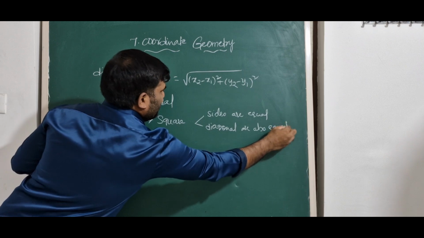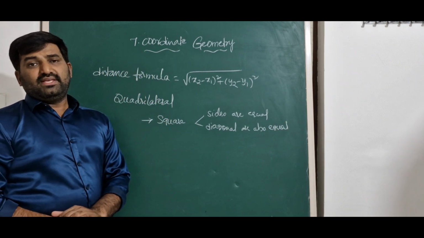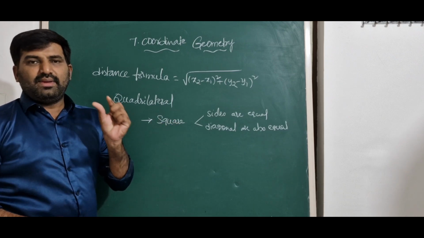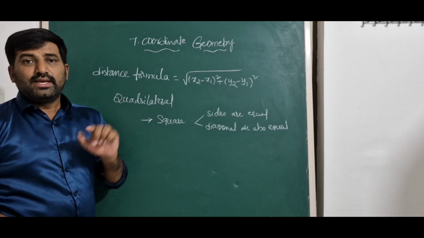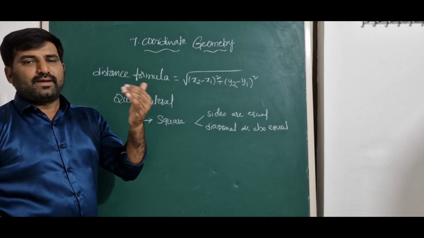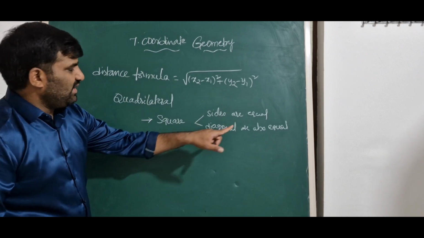So if you want to check whether the given 4 vertices A, B, C, D form a square or not, you should check that. AB, BC, CD, DA are the 4 sides. AC, the diagonal, is the distance between non-adjacent vertices. Diagonals also should be equal.